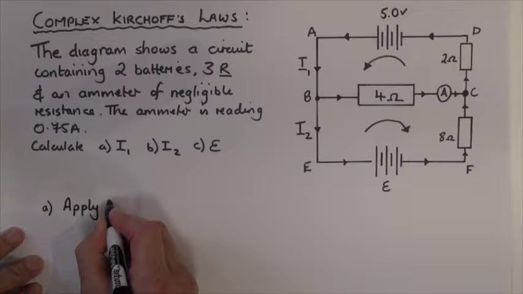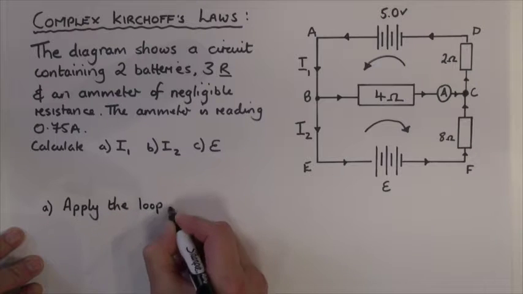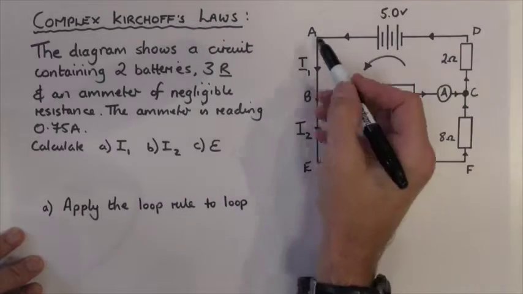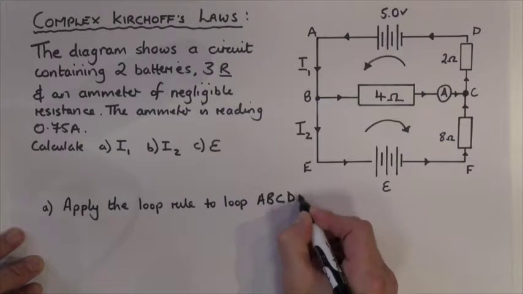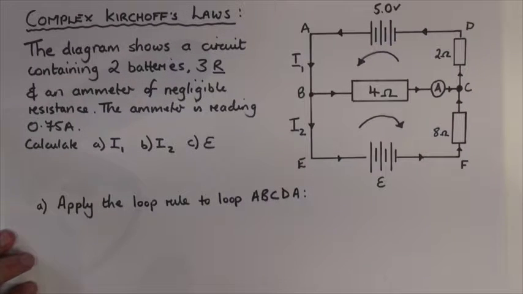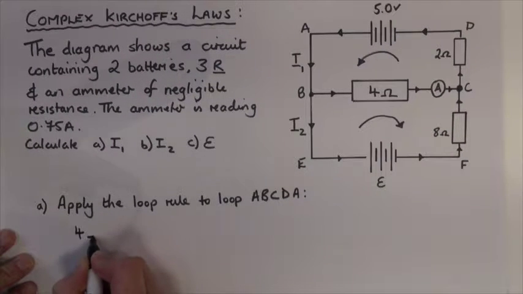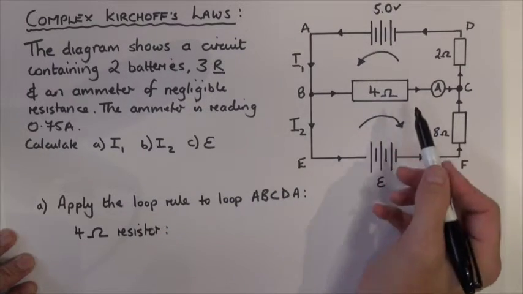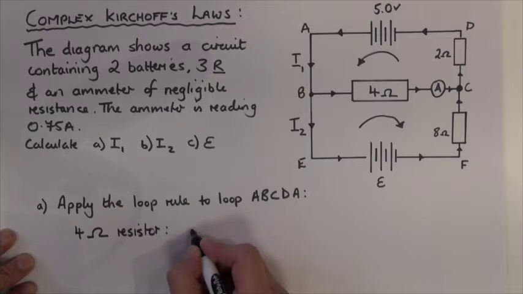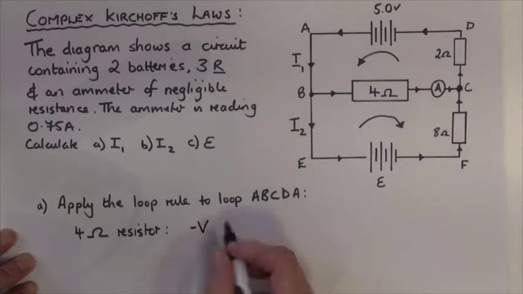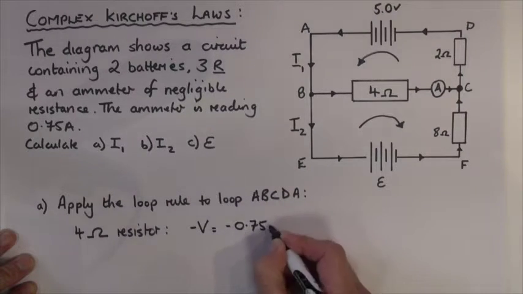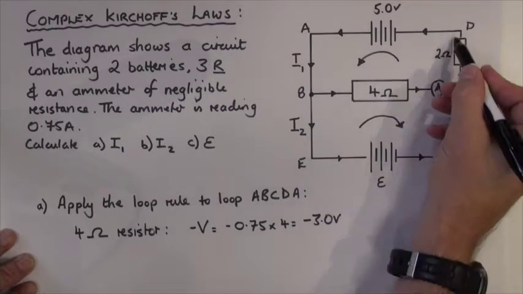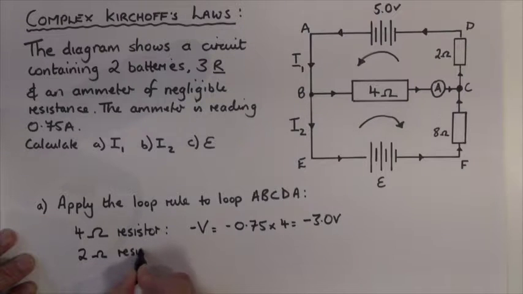Basically we're going to apply the loop rule, which is the voltage rule that we learned earlier. What this means is that we're going to go from A to B to C to D back to A again. And remember, the voltage around the loop must equal 0. If we look at the 4 ohm resistor first, we notice that we've got a voltage going across here, which can be calculated using Ohm's law. It's going with the current, so as a result it's coming out. We've got a current of 0.75 amps and a resistance of 4, so that's negative 3 volts.